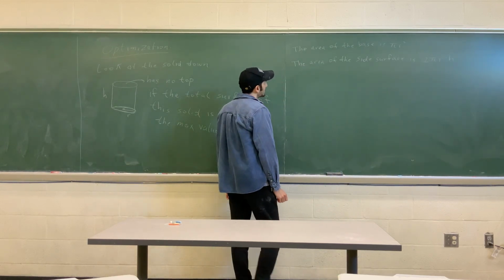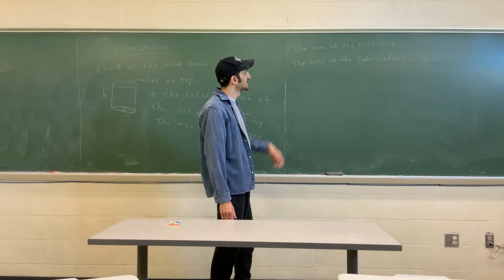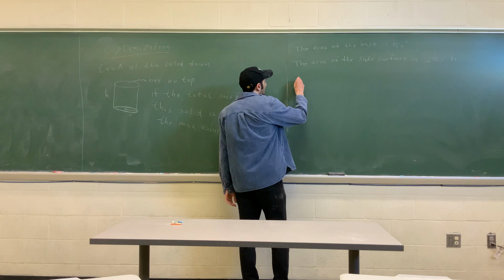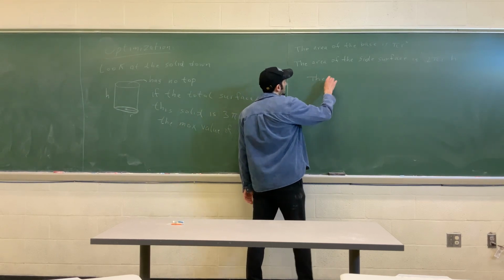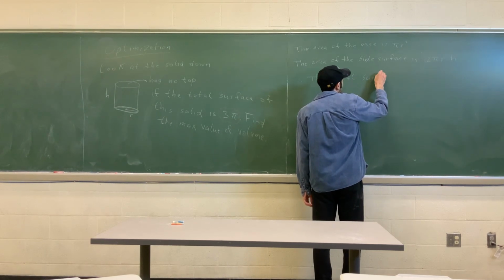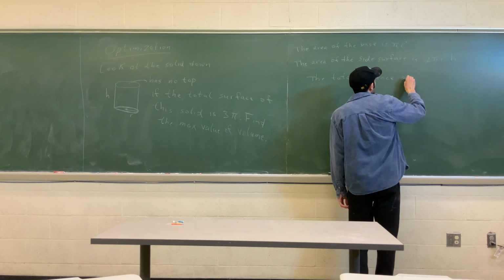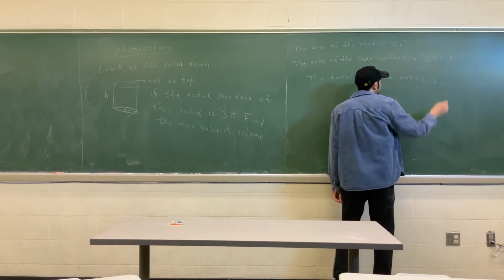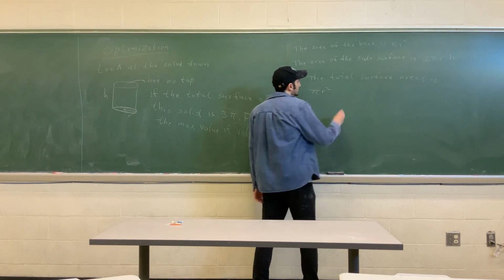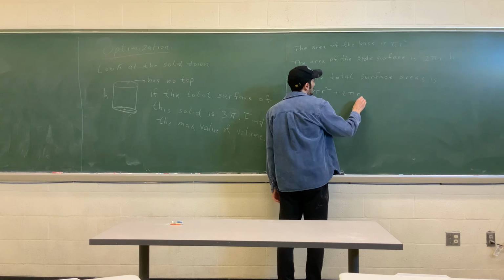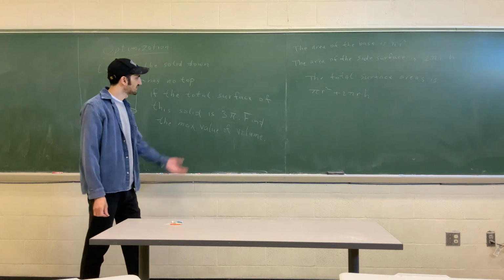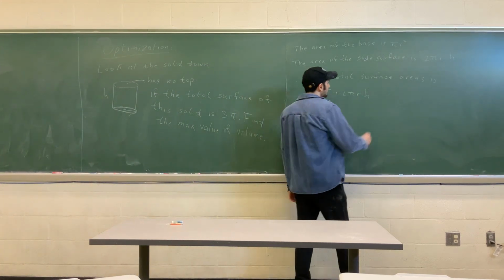Now, if I already have the area of the base, and I have the area of the side surface, I conclude that the total surface area is, let's put them together, pi r squared plus 2 pi r h. And I already know what this number is. It's already given, which is 3 pi. So let's write it down.